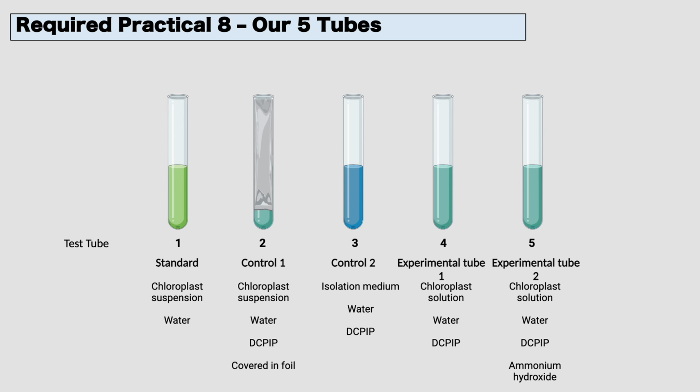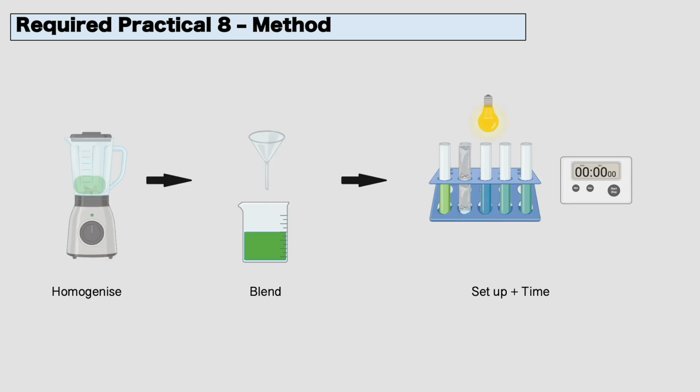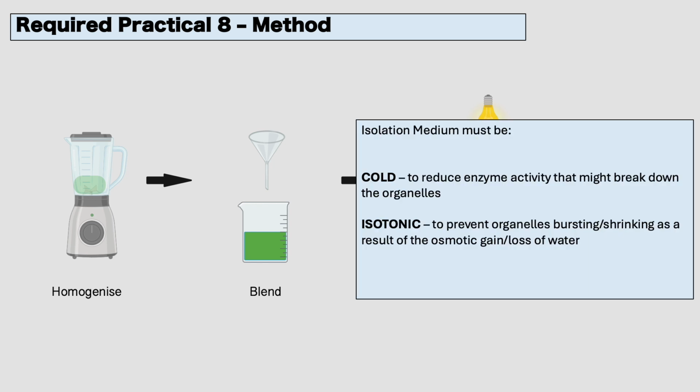Okay, so now I'm going to talk you through the method, and we're going to start by making the chloroplast suspension. So the chloroplast suspension can be made by just blending up or homogenizing some spinach leaves combined with the isolation medium. This is a bit of revision from the cells chapter actually, but the isolation medium must be cold to reduce enzyme activity that might break down the organelles, and isotonic to prevent organelles bursting or shrinking as a result of the osmotic gain or loss of water.